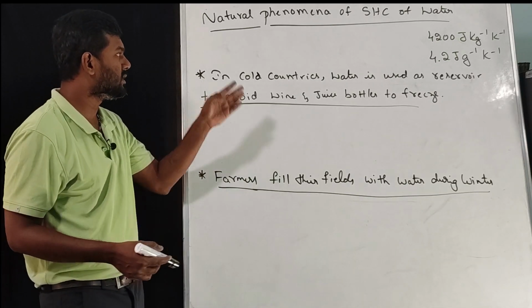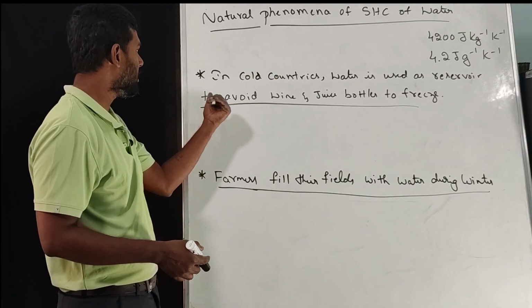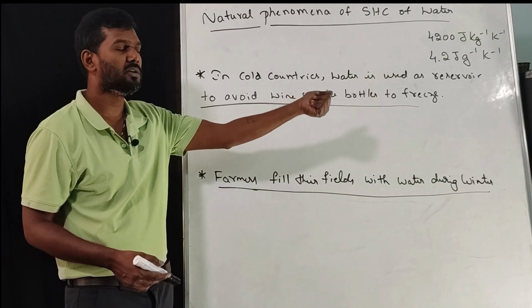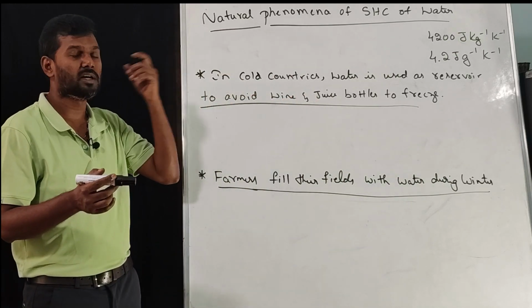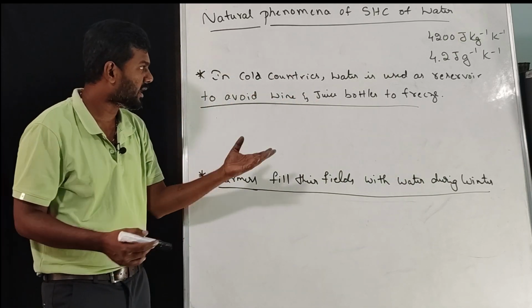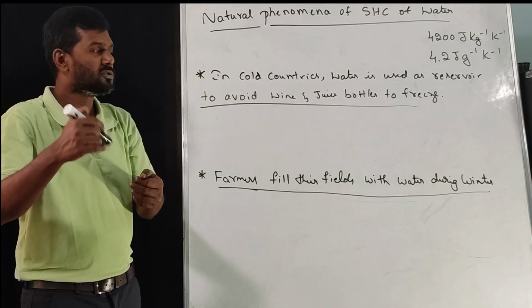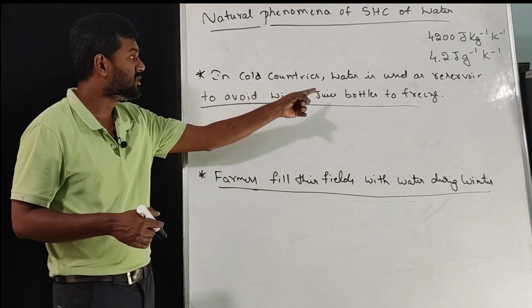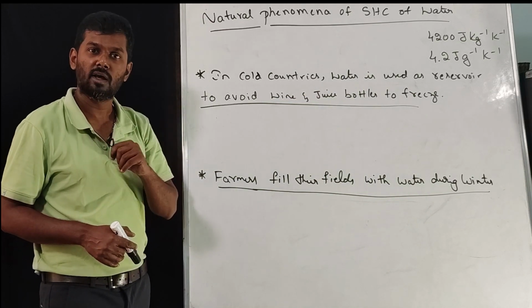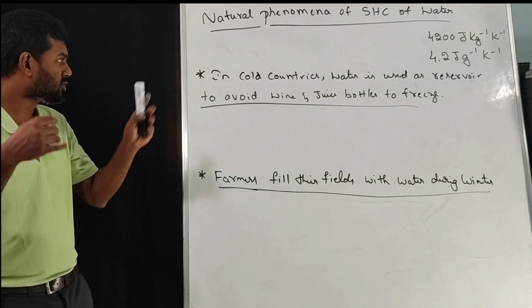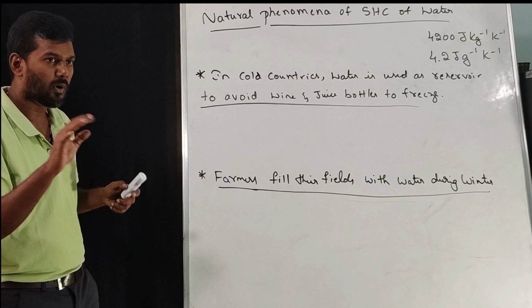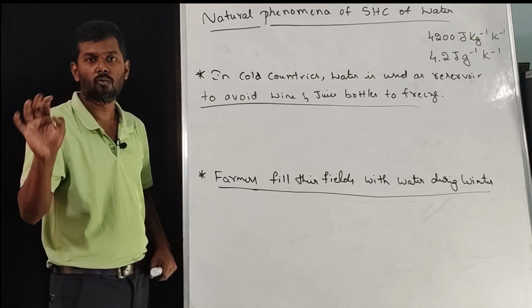Now, in cold countries, water is used as reservoir to avoid wine and juice bottles to freeze. See, in cold countries, the temperature will be very low. So, what they'll do is they'll immerse the wine bottle and juice bottles in water. So, why they are doing like that? Just to avoid them to get freeze. They don't want the wine or juice bottle to freeze. So what they'll do is they'll immerse it into water.